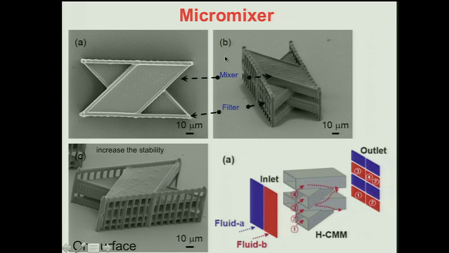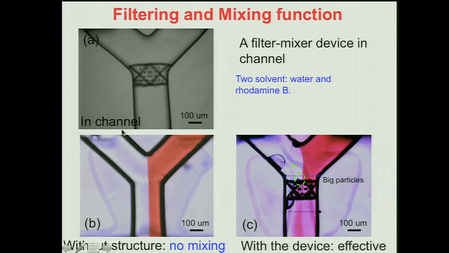Next, we tried to integrate mixing functionalities into the glass microfluidics. We fabricated very complicated three-dimensional structures like this to efficiently mix different kinds of fluids in the microfluidics. And here I show the principle of the mixing function of this device, although I don't explain the details here. Of course, in this case, the microstructure was formed on the glass surface for SEM observation. Then the same structure was integrated into the Y-shaped microfluidic channel embedded in the glass substrate.